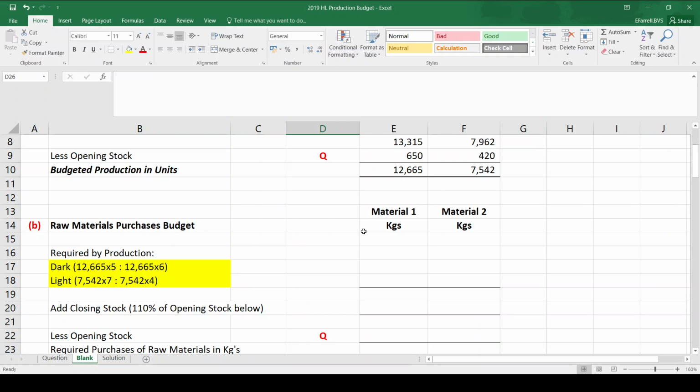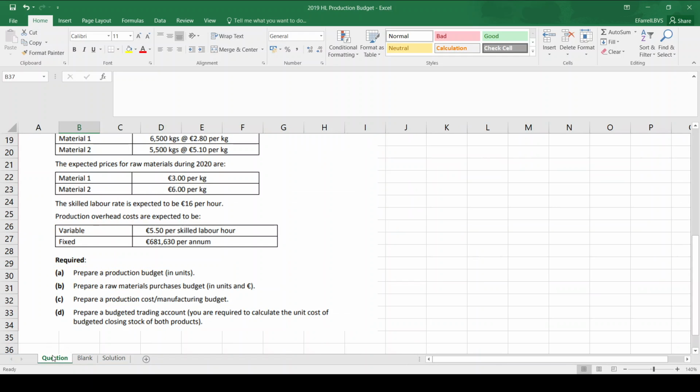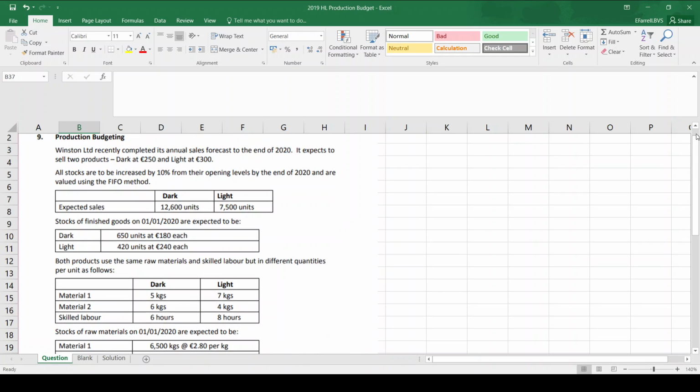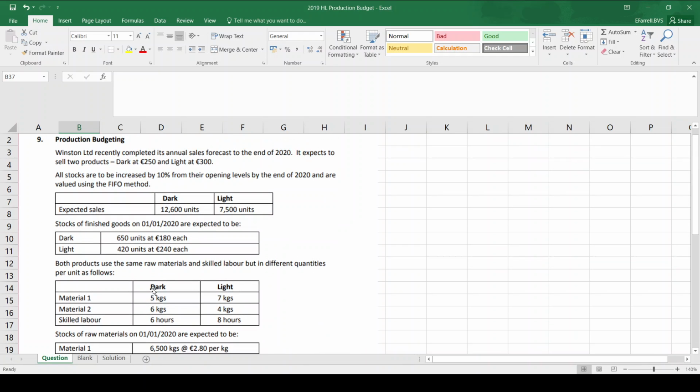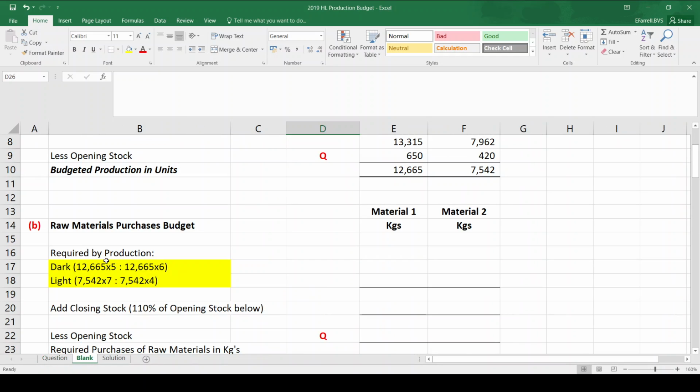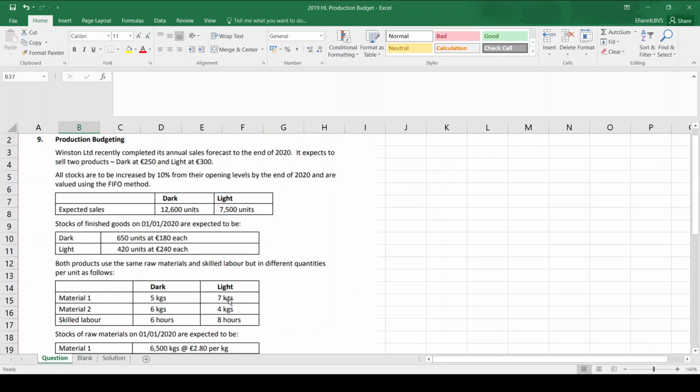So for dark, how much of material 1 and material 2 do I need? If I go back to the question, for dark, I need 5 kgs of material 1 and 6 kgs of material 2. That's why I'm going to multiply by 5 and by 6. And for light, I need 7 kgs for material 1 and 4 kgs for material 2.